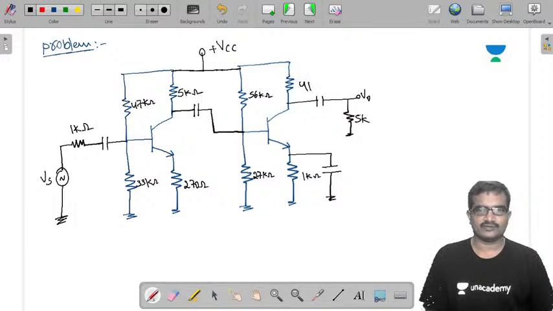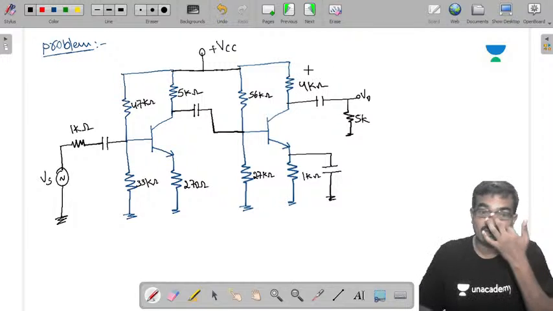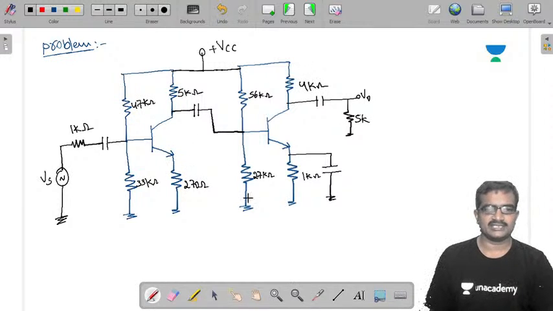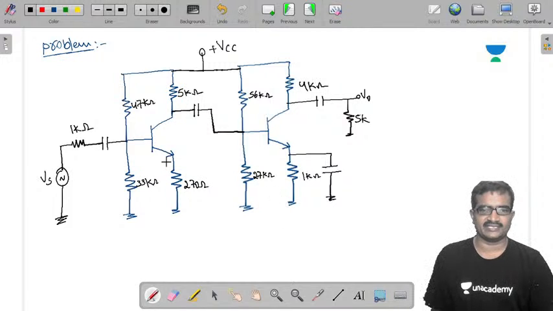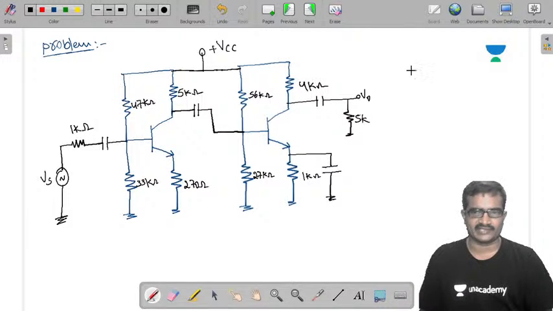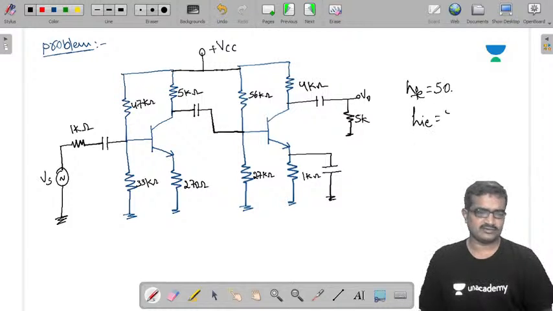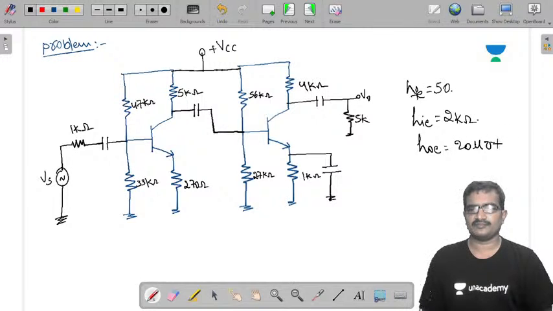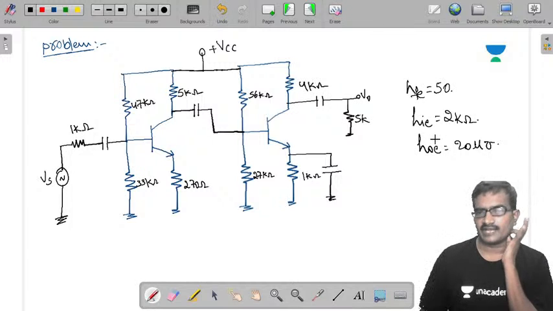So this is 4 kilo ohms. Now you observed this is the CE amplifier second stage, and this is also a CE amplifier first stage. But the difference is this is CE with emitter resistance, without bypass capacitor, and this is CE with bypass capacitor. I'm giving values also: just use hFE 50, hie 2 kilo ohms, and hoe 20 micromho. So calculate all parameters.